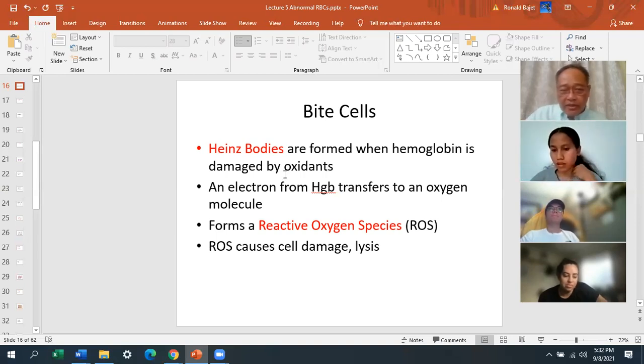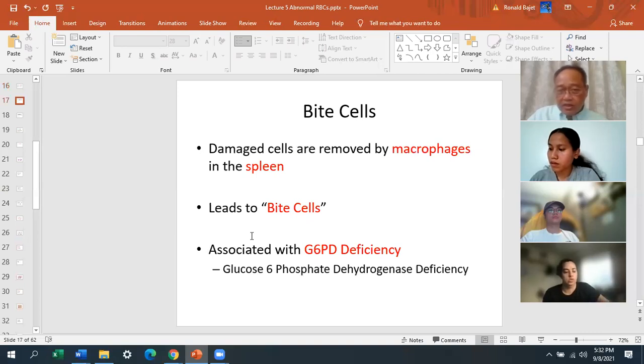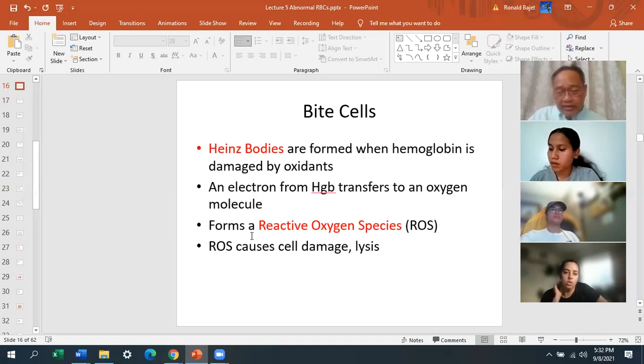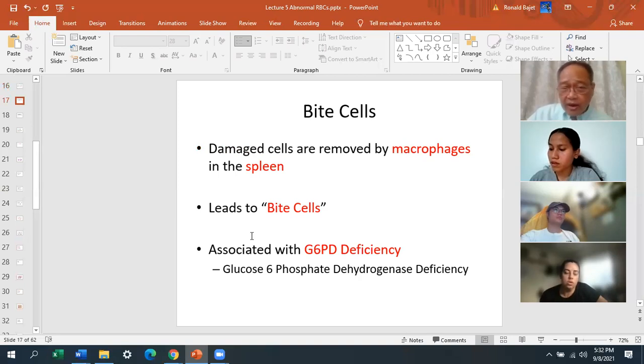What happens is the oxidants will kick out an electron from hemoglobin. This is the normal relationship, hemoglobin and oxygen. But in the presence of an oxidant, it causes the hemoglobin to kick out an electron and transfer it to an oxygen molecule. That's why you have a reactive oxygen species, and that's bad. Like I said, your body's smart. It's going to identify those and filter those out, and in the process of filtering them out, that's how you create the bite cell.